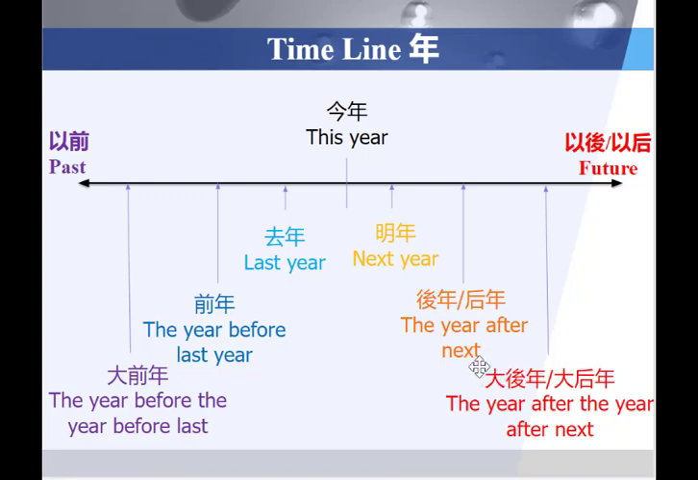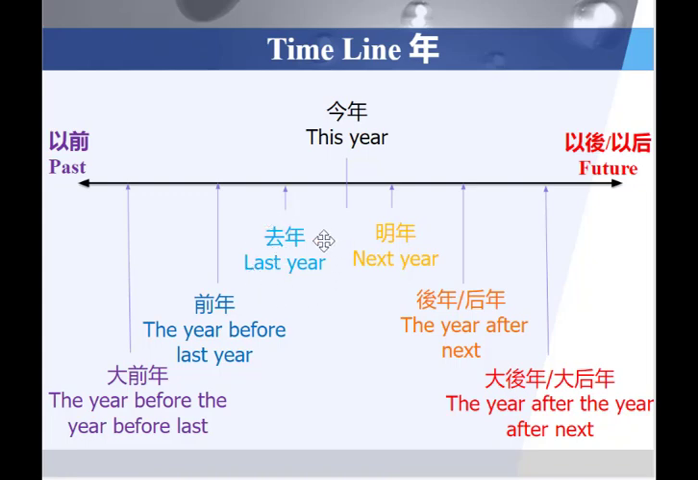And thereafter, you just add 大后年. And if you want to go further into the future, you just keep adding 大. Going into the past, going towards 以前. Last year is 去年. 去 means to go.